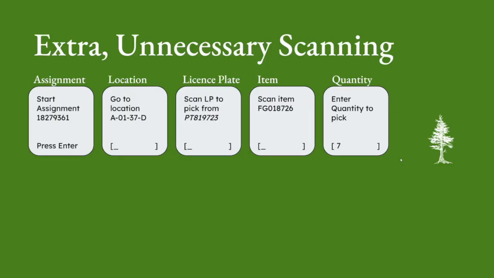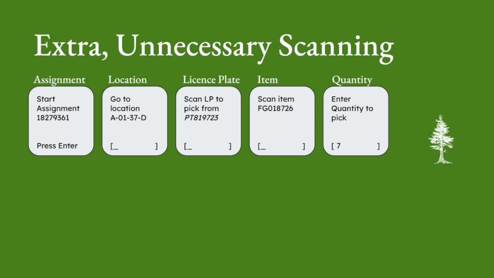This is an example of a pretty simple picking process. It might look something like yours, where our user starts by confirming the assignment they're about to work on, the location that they traveled to, the license plate or LP that they're picking from, and then the item and quantity that they're about to pick.